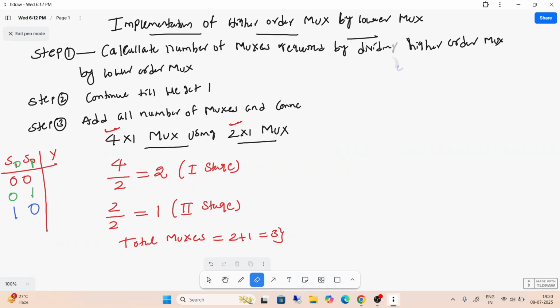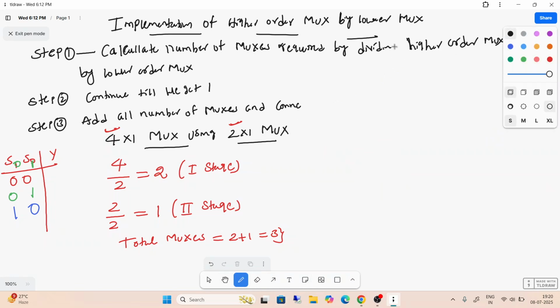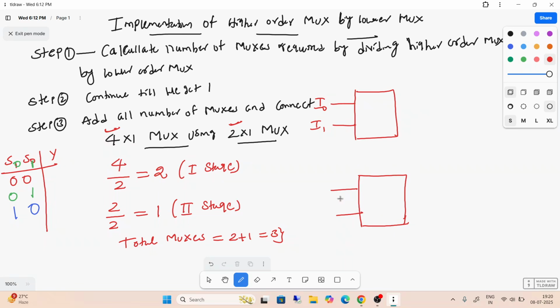I'm drawing the MUX. Add all the number of MUXs and connect them. So here, this is a 2 cross 1 MUX, a 2 cross 1 MUX, and next this is a 2 cross 1 MUX. The inputs of the first are I0, I1, and here the inputs are I2 and I3.